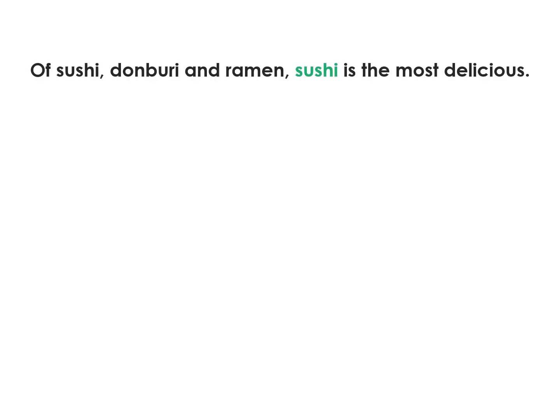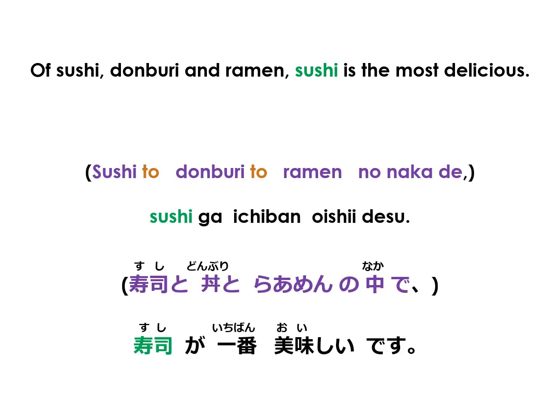Let's say of the 3, sushi is the most delicious. In Japanese, we say sushi to donburi to ramen no naka de sushi ga ichiban oishii desu. In answering questions like these, you can skip saying the domain or the choices and go straight to the answer because it's obvious, and simply say sushi ga ichiban oishii desu.